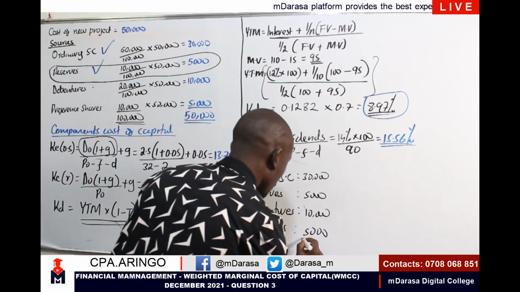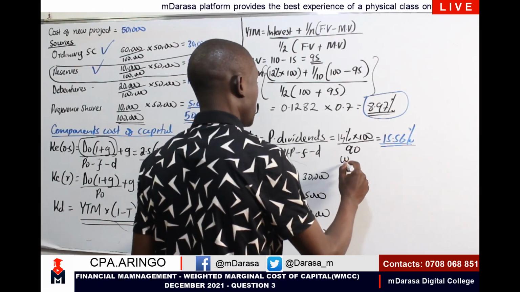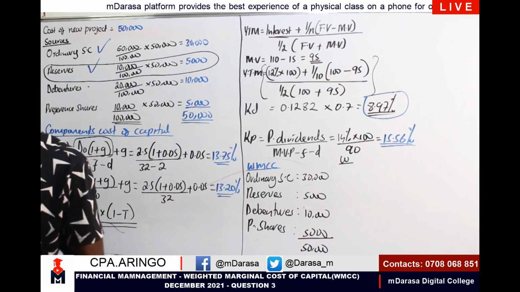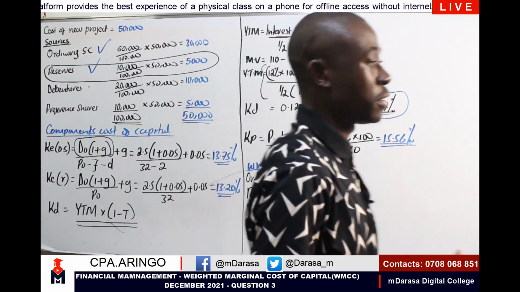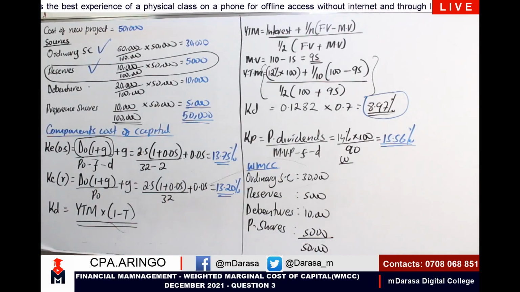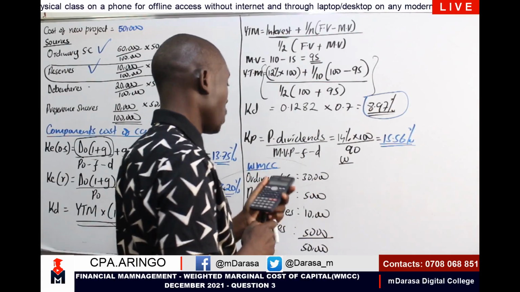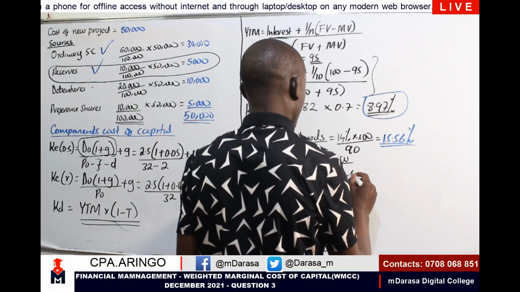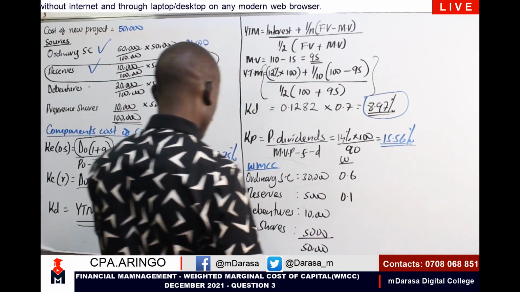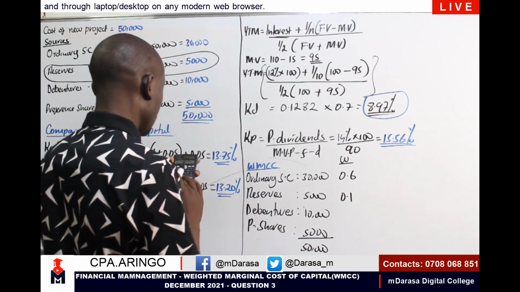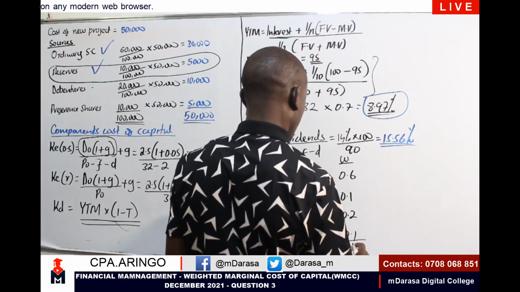So what will be our weight for each? This should give us 50. Weight for each component, weight for each source. Like the first case, ordinary shares, I'll be having 30, I divide by 50, which should give me a figure of 0.6. 5 divided by 50 gives 0.1. 10 divided by 50 gives a weight of 0.2. And this one 0.1. Of course, the weights should always add to 1.